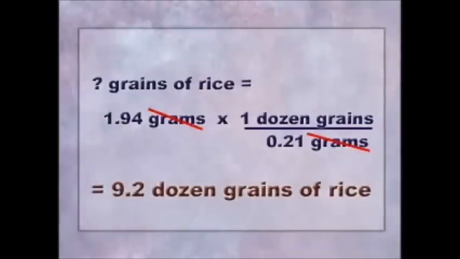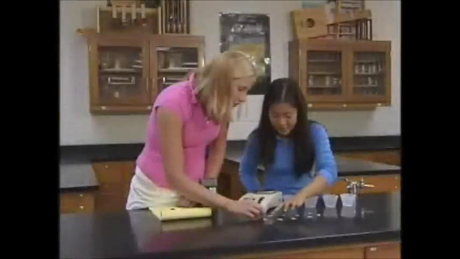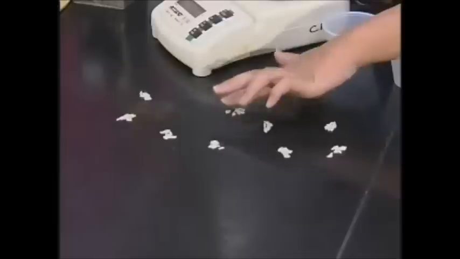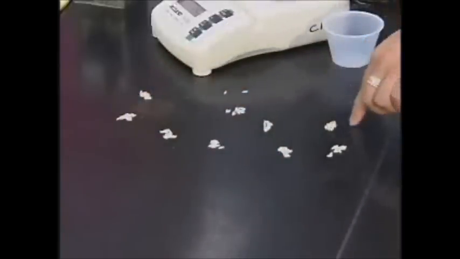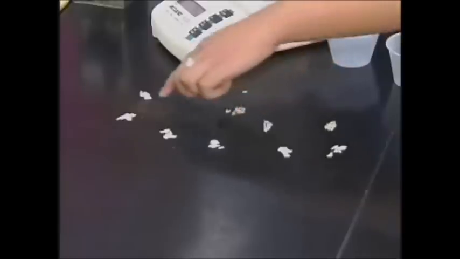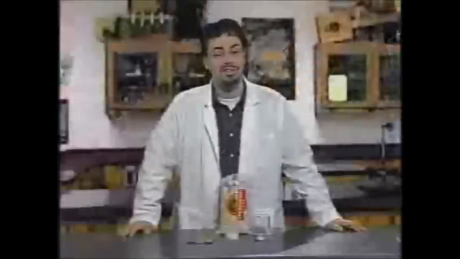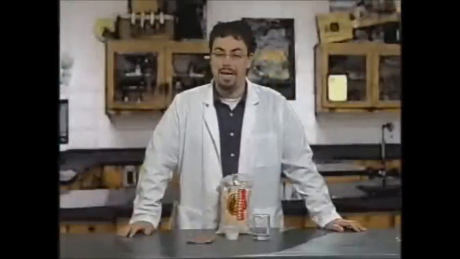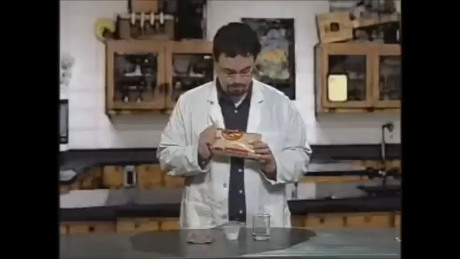Let's peek back in on the students to check our answer. The students are counting the grains of rice in the sample. They have divided the sample into piles with a dozen grains of rice in each. They have 1, 2, 3, 4, 5, 6, 7, 8, 9 dozen, with 2 grains of rice left over. Excellent. The students were able to use mass to count the number of grains of rice in the sample. They could count the number of grains of rice in this bag without even opening the bag.